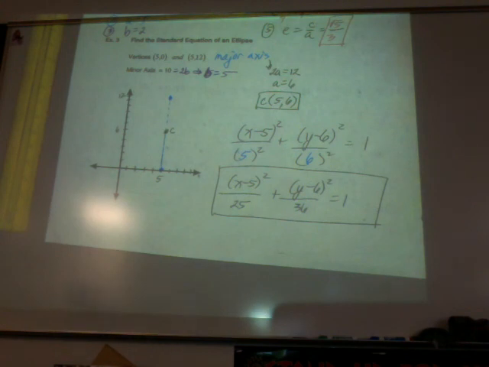Aren't you happy we're not finding the equation of the line tangent to the ellipse? Yes.